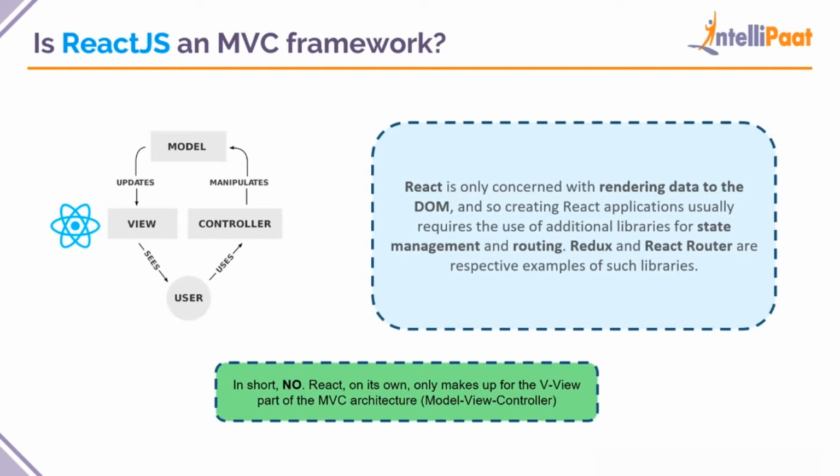So let's read up what's written over here. React is only concerned with rendering data to the DOM. So creating React applications usually requires the use of additional libraries for state management and routing. So basically what this implies is when you're using React, you can only see the user interface, but to create the routing management, what it means is that to go from one view to the other view, you cannot simply do that using React.js. You need another libraries for that, more libraries for that.